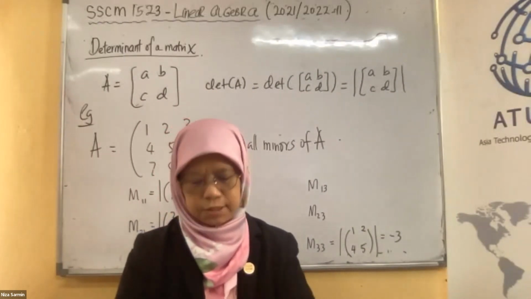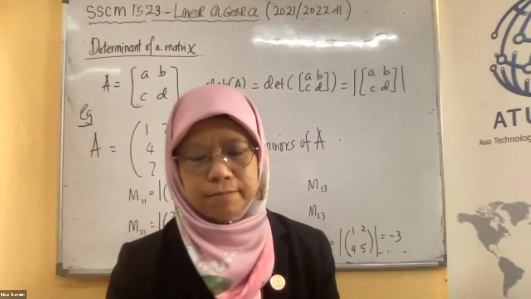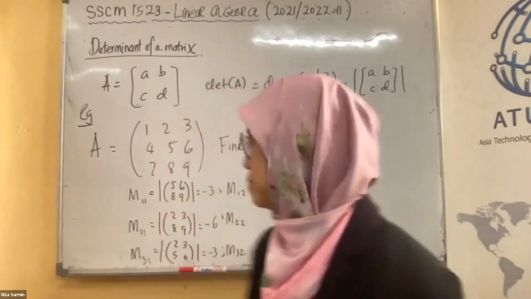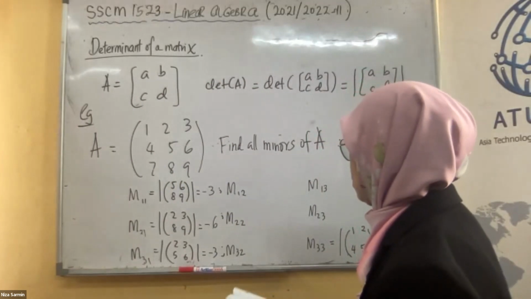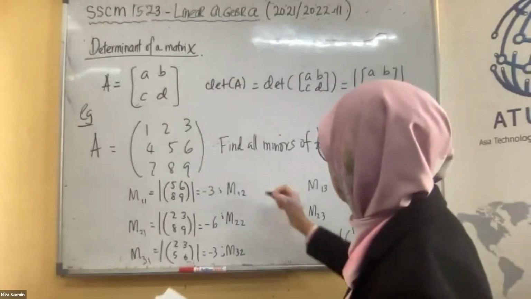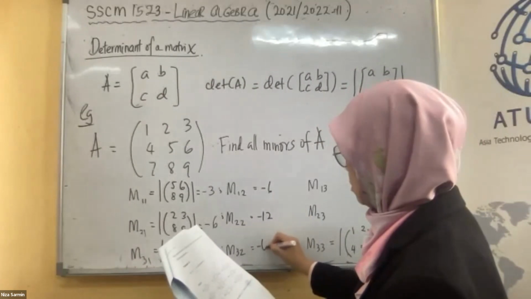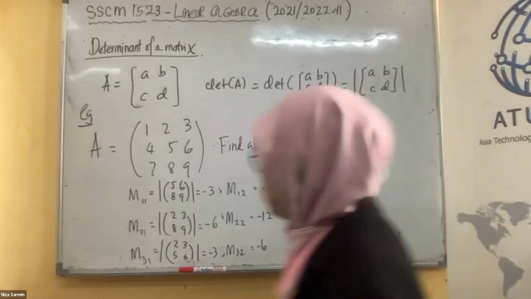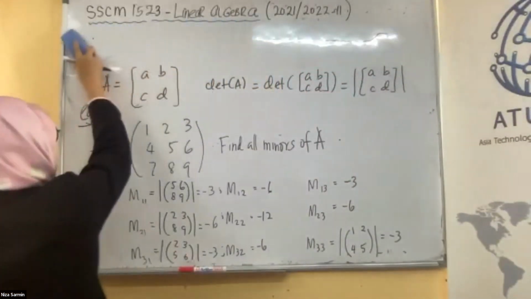Now, from this, we define a cofactor. Okay, we define a cofactor. Let me write it out. You can see it from the notes. Now we go to the cofactor of a matrix.